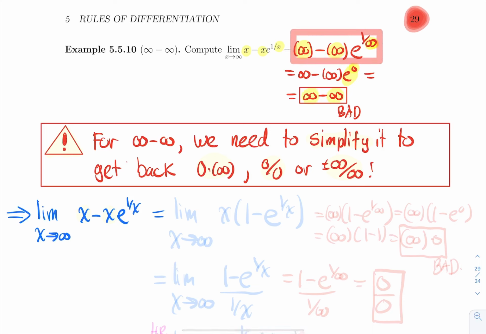I don't know if you are like me, but when I look at infinity minus infinity, I see the face of a sad robot, and it makes me sad. Very, very sad. Anyways, so infinity minus infinity.